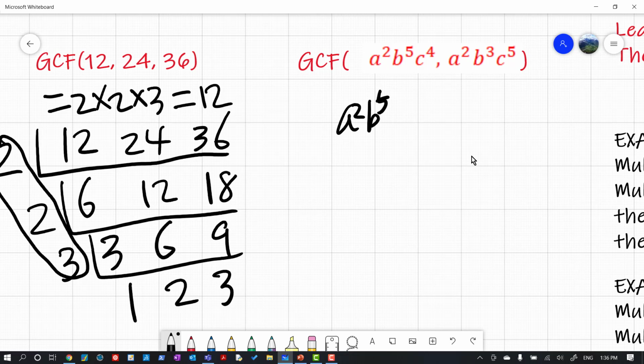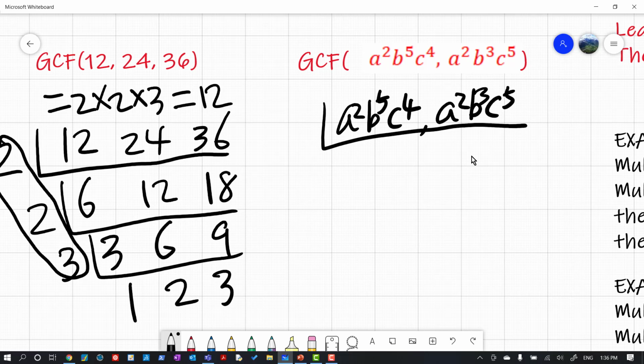A2, B5, and then C4, and then A2, B3, then C5, and then you draw the L-shaped line. I strongly encourage you to do this step by step. Although you can extract ABC in one step, to avoid errors, it's better to go step by step.